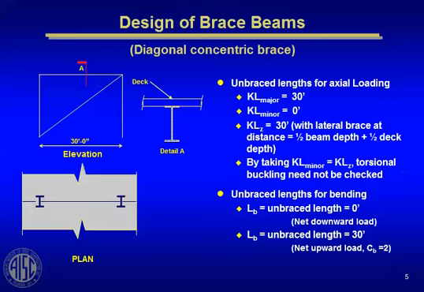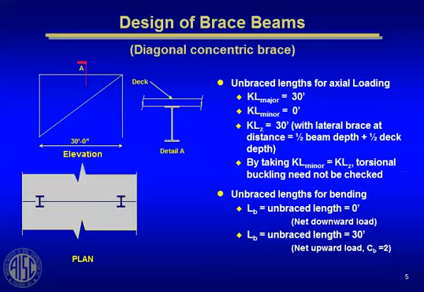Now the question is then, what is KLZ in this element? Well, it's probably close to 30 feet because it's not really being restrained from twisting. So one of the things you'd want to consider doing here is if you take KL minor as being 0 and design for KL major as a 30-foot unbraced length, you are potentially ignoring the limit state of torsional buckling for that member.